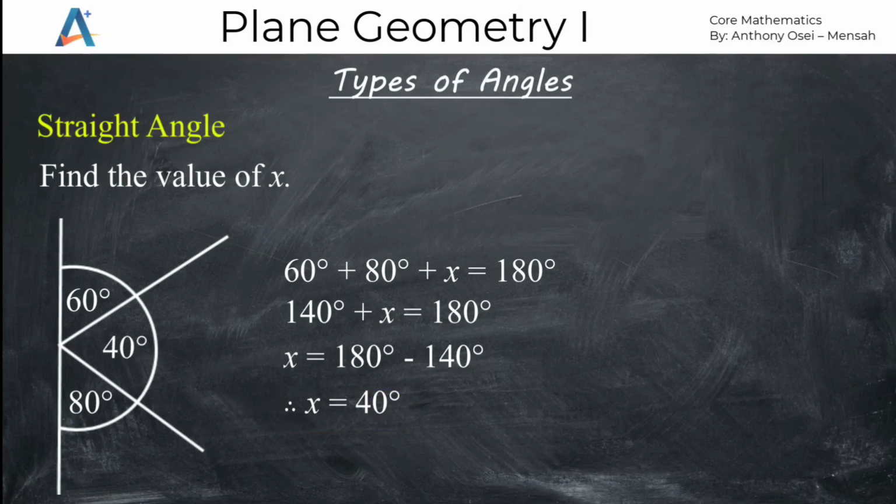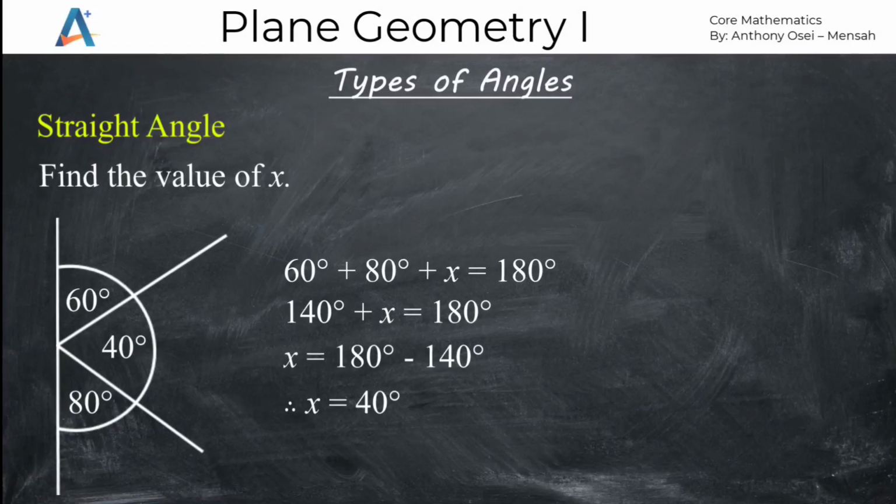When we put 40 here, 40 plus 60 will give us 100. And 100 plus 80 will give us 180 degrees. So that confirms the value of x to be 40 degrees. Remember, angles on a straight line should add up to 180 degrees. Let's take another question.